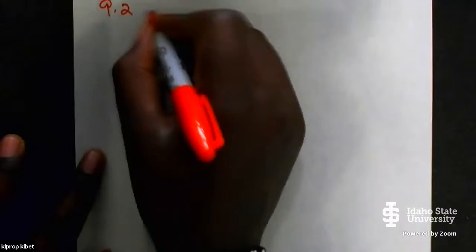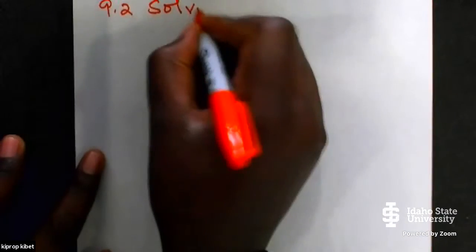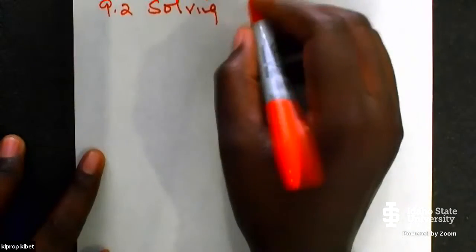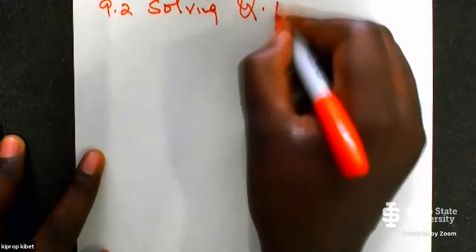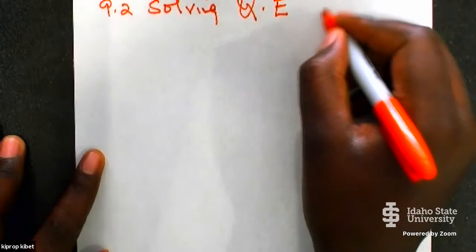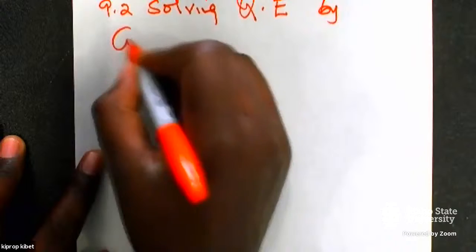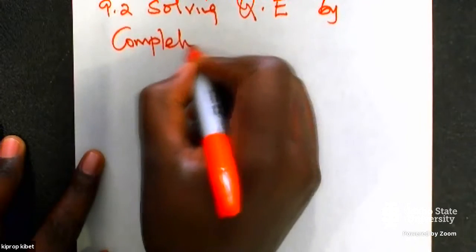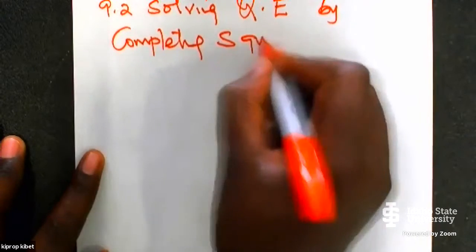Okay, let's continue with section 9.2, which was solving quadratic equations by completing squares.